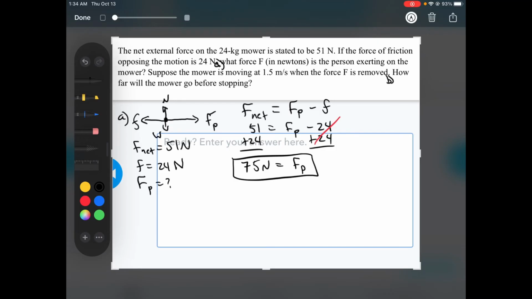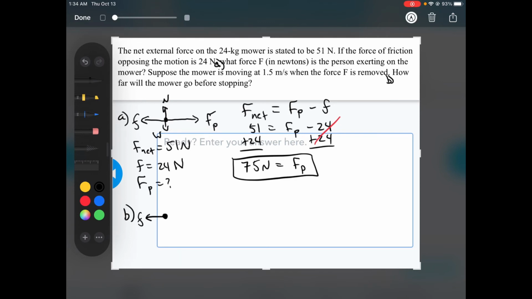Now, second part of this. Suppose the mower is moving at 1.5 meters per second when the force is removed. So for part B, new free body diagram. So now it's just got this one force acting, the frictional force. We want to figure out how far it's going to go before stopping. So we need to figure out how far it went, right? That's what it's asking us, distance-wise, displacement.